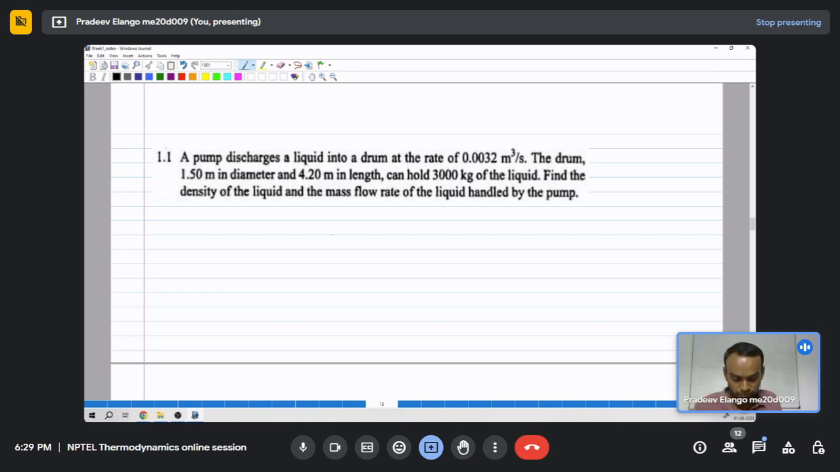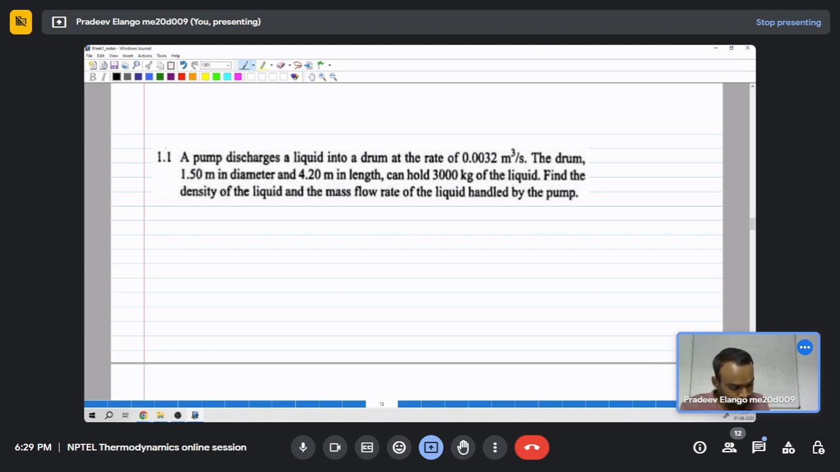So in this problem, we have a pump that discharges a liquid into a drum at a rate of 0.0032 meter cube per second. The drum is 1.5 meter in diameter and 4.2 meters in length, and can hold 3000 kg of the liquid. Find the density of the liquid and the mass flow rate of the liquid handled by the pump. This week the problems will be very basic in nature, and from next week onwards we will go into more in-depth problems as the course moves on.